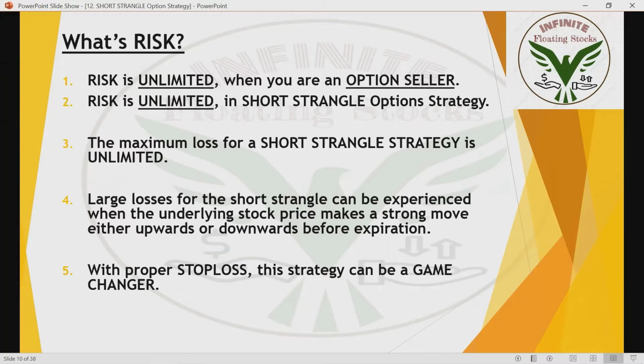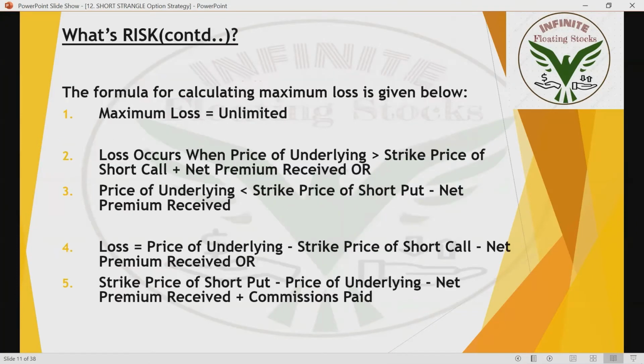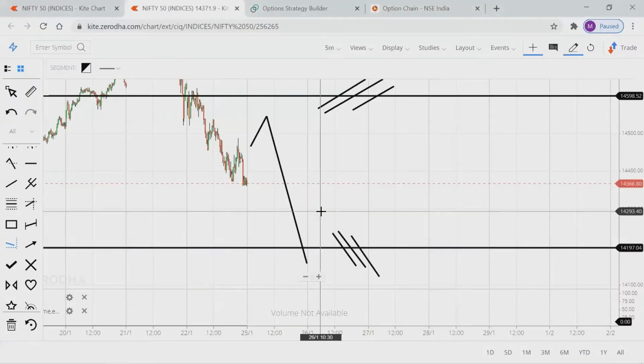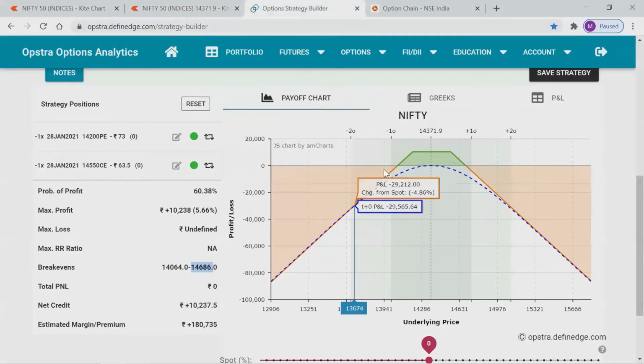With proper stop loss, this strategy can be a game changer. I'll be explaining about stop loss in the next few minutes. Here is the formula to calculate the maximum loss. Ignore this formula. It's really unnecessary. Just have a look at the payoff charts. You will understand everything.